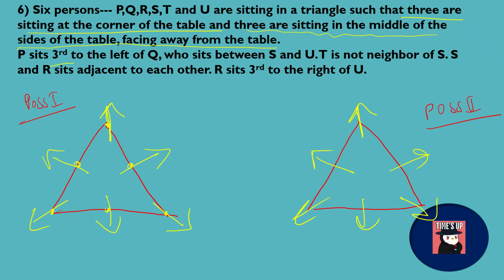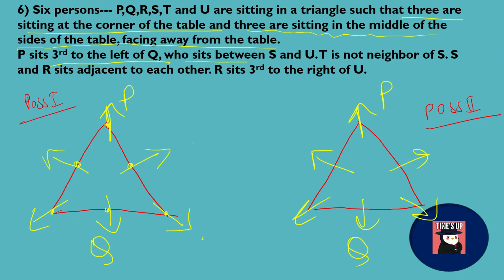P sits third to the left of Q. I'll place Q here. P sits to the left of, third left of Q, they have said. So 1, 2, 3. P will be here. In this case also P will be here.